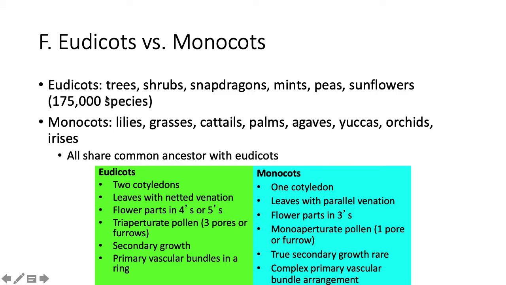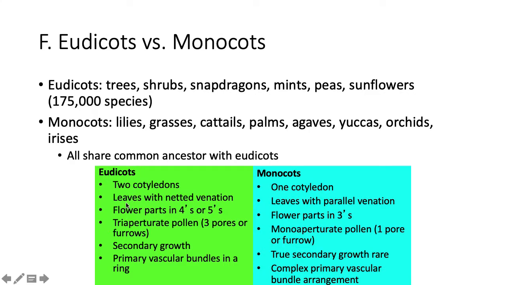So some examples of eudicots: trees, shrubs, snapdragons, mints, peas, sunflowers. Monocots tend to be more of the grass families, palms, orchids, irises. All monocots share a common ancestor with the eudicots, so it's probably that eudicots emerged first, and then monocots from the eudicots, most likely.